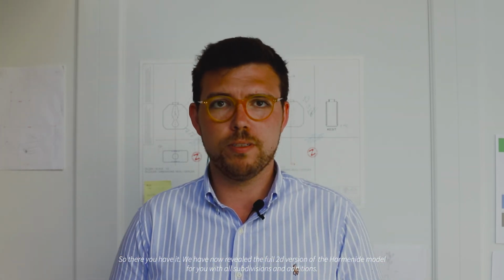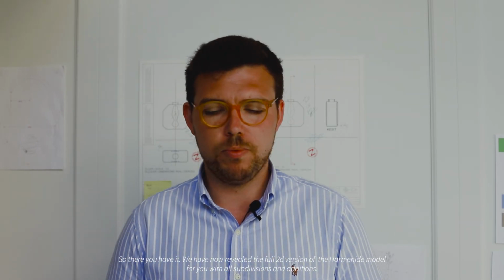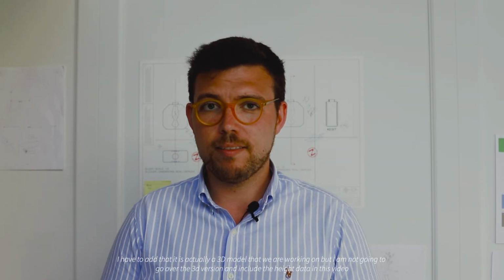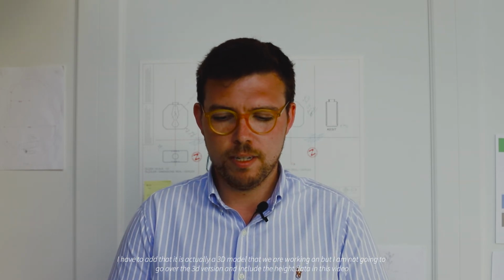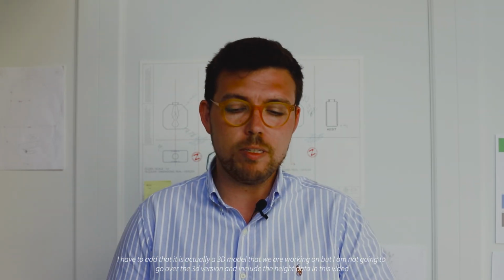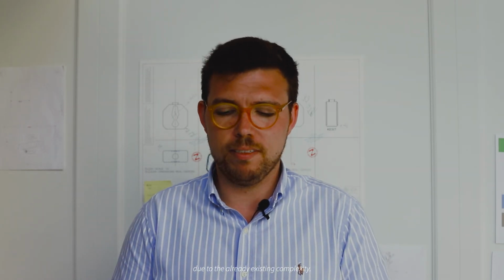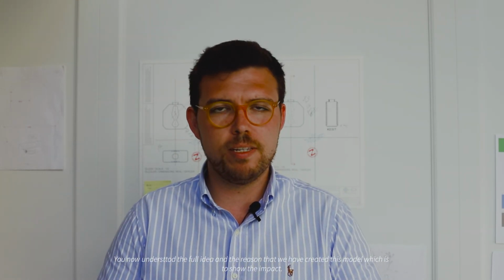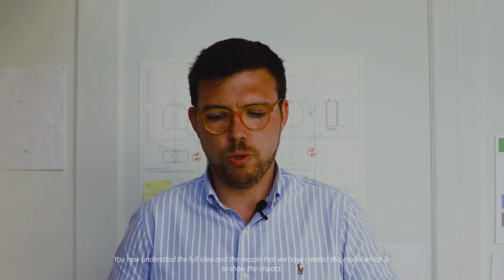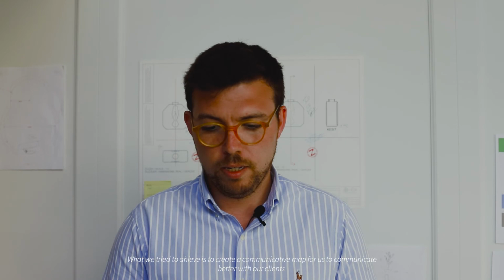So there you have it. We have now revealed the full 2D version of the Harmenide model for you, with all subdivisions and additions. But I have to say, it's actually a 3D model that we are developing. I'm not going to go over the 3D version and include the height in this video due to the already existing complexity. But you now understand the full idea and the reason that we created this model: to show the impact. What we try to achieve is to create a communicative map for us to communicate better with our clients.